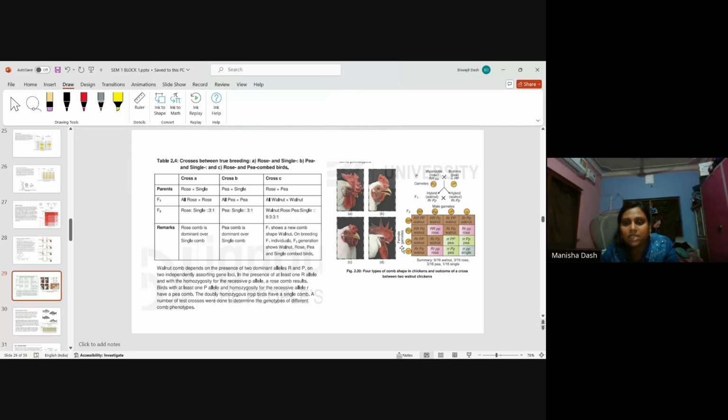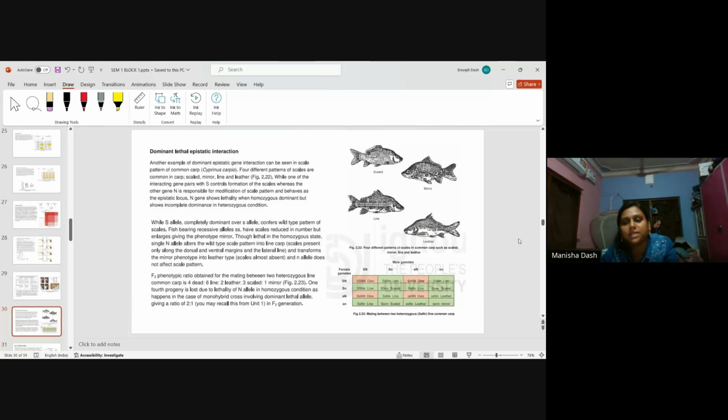And this is also an example, it's the same, means as you can see, if the number of dominant alleles is more, the character will be walnut. As the number of dominant genes is decreasing, the character or the phenotype will also change accordingly. The same thing here also.